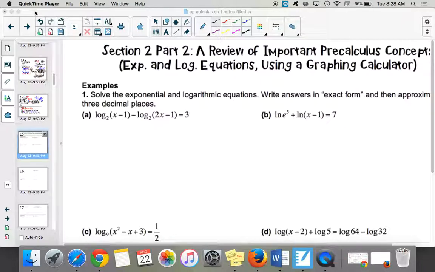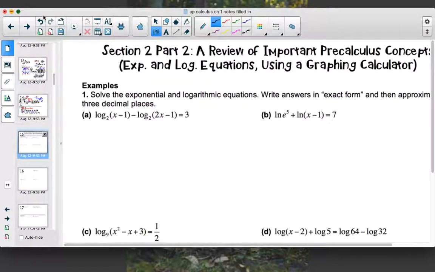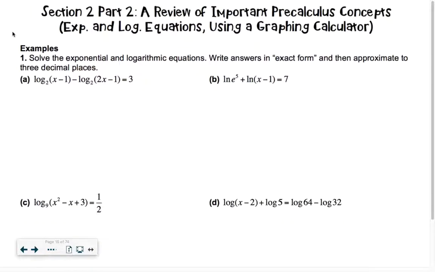All right, it says solve the exponential and logarithmic equations, write answers in exact form. Exact form means you're going to have square roots, fractions, and you might have logarithms left in the answer, and then you're also going to approximate to 3 decimal places. So we're going to do both, okay?